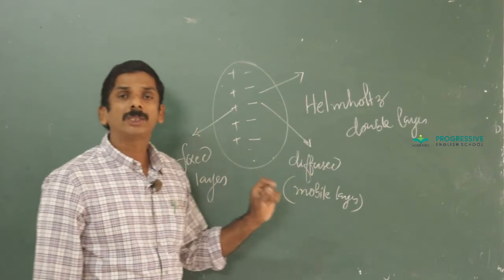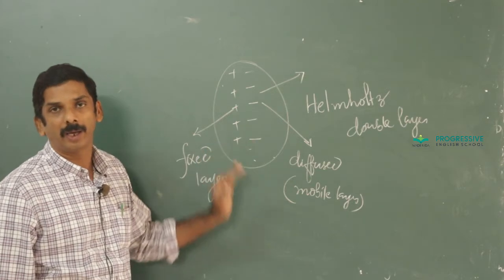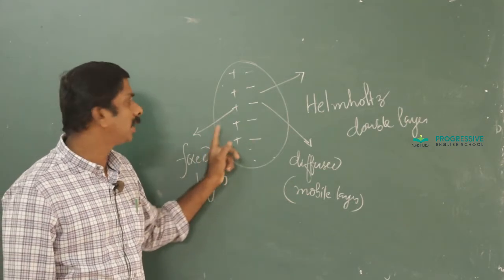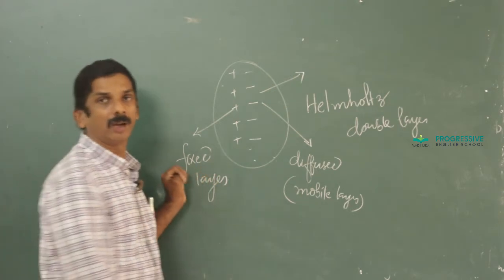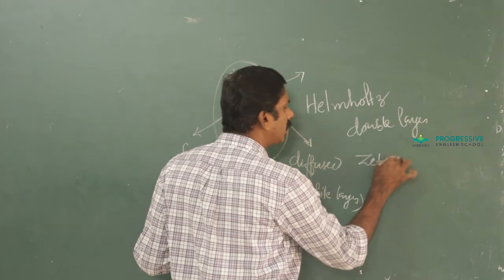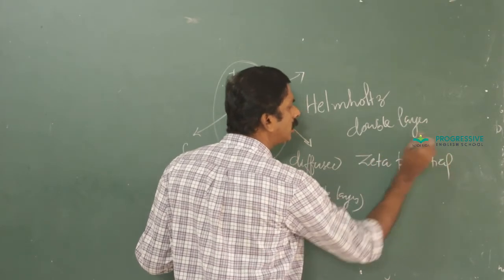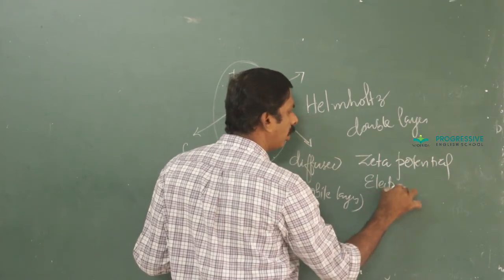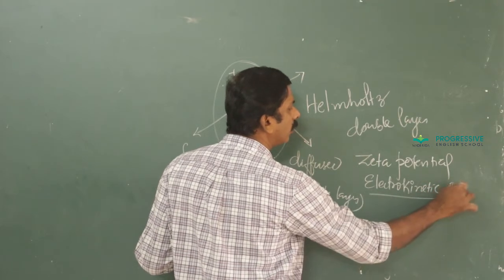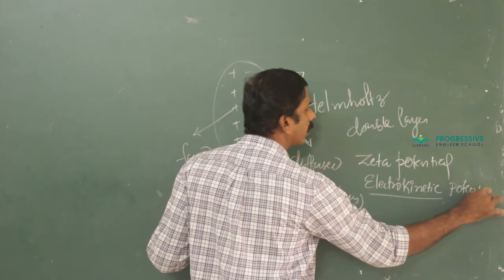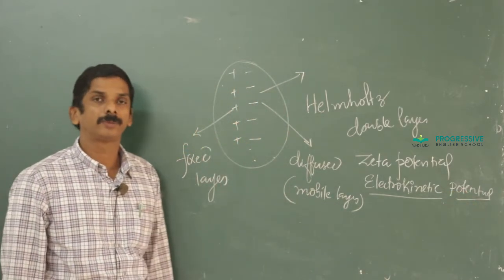Normally, a potential difference arises between this double layer. This potential difference is called zeta potential. The potential difference between this double layer is called zeta potential or electrokinetic potential. Zeta potential or electrokinetic potential.